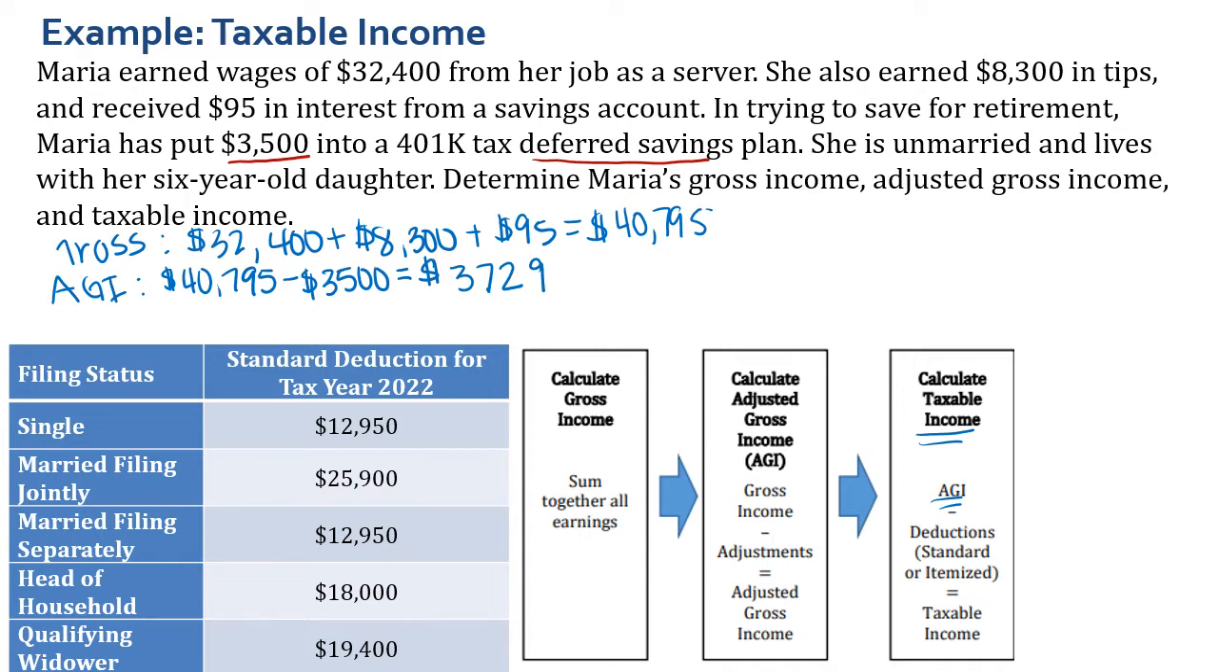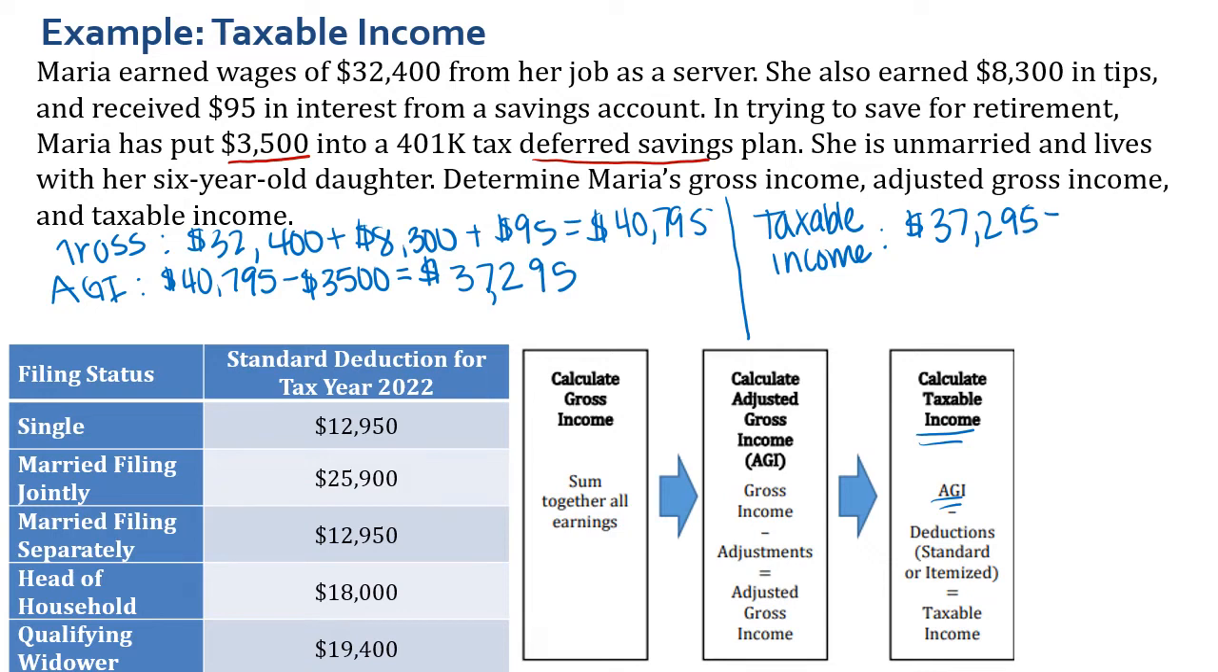Now, to calculate her taxable income, we take this adjusted gross income and subtract any deductions. She either takes the standard or the itemized deduction. If they haven't talked about itemized in the situation, we're going to assume she's taking the standard deduction. So her taxable income is her adjusted gross income, $37,295, minus her deduction.